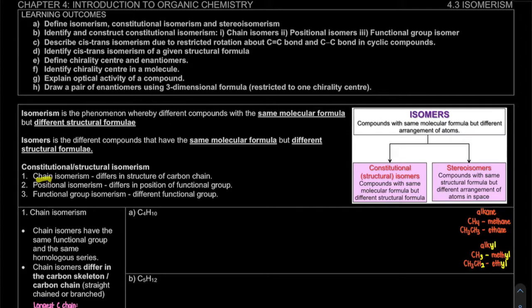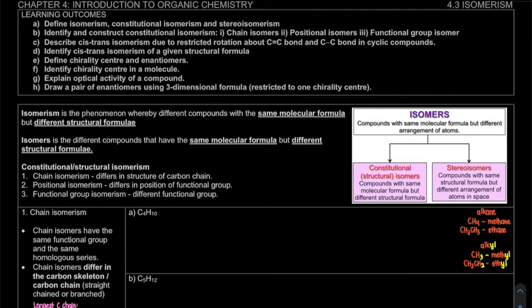Chain differs in the structure of the carbon chain. Positional differs in the position of the functional group. For functional group isomer, for the same molecular formula, we will have two different functional groups. So without further ado, let's look at the case of chain isomerism. For chain isomerism, we have the same functional group and the same homologous series, but the molecules differ in the carbon skeleton or the carbon chain. Chain here is the name of the chain isomerism.